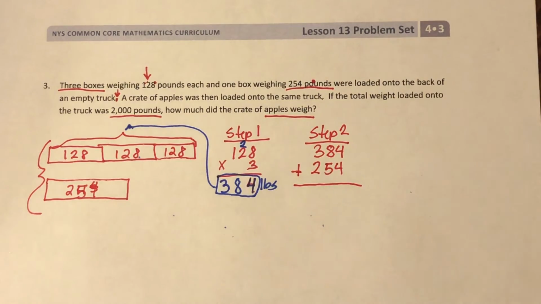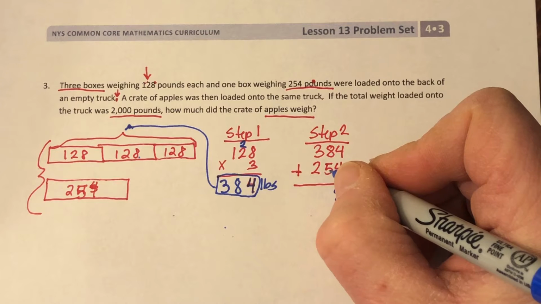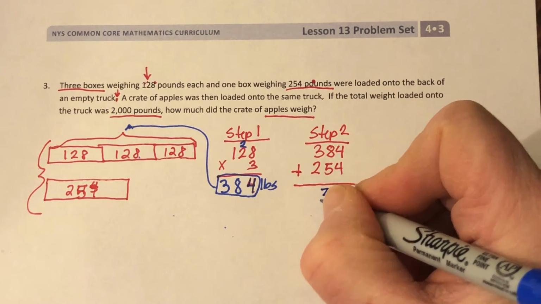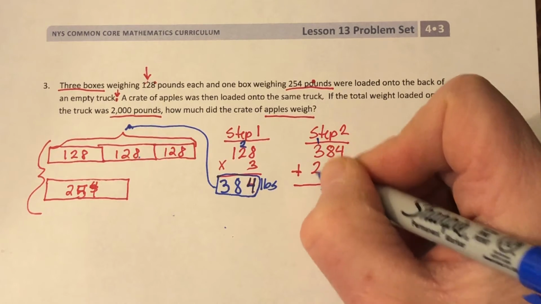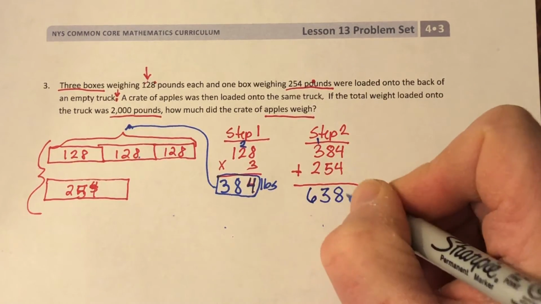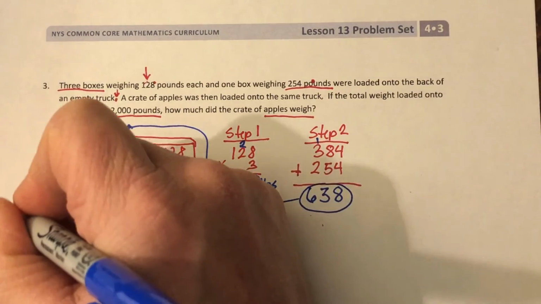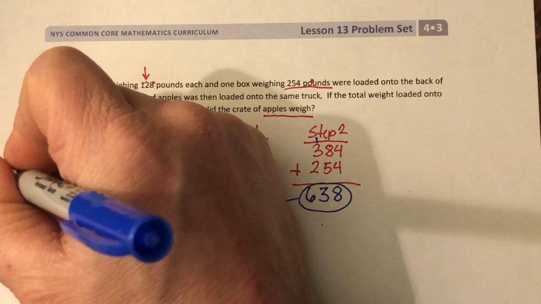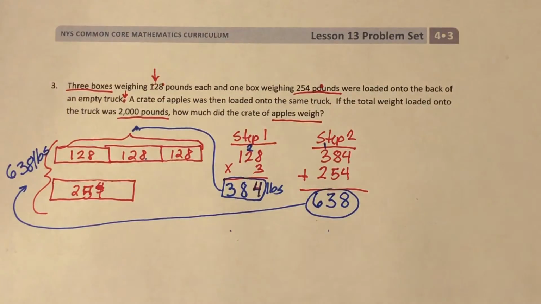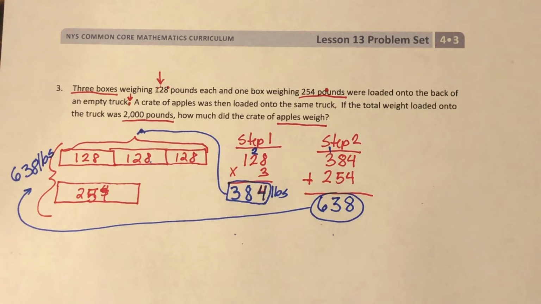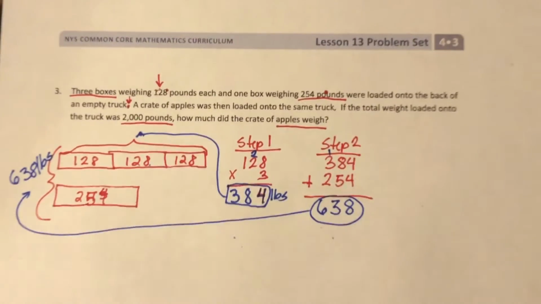4 plus 4 is 8. 8 plus 5 is 13. Put down the 3, carry the 1. 3 plus 1 is 4, plus 2 is 6. 638. So those two together is 638 pounds. Okay, so 638 pounds is there. Cool. Now, what I'm gonna do is pause this and be right back.